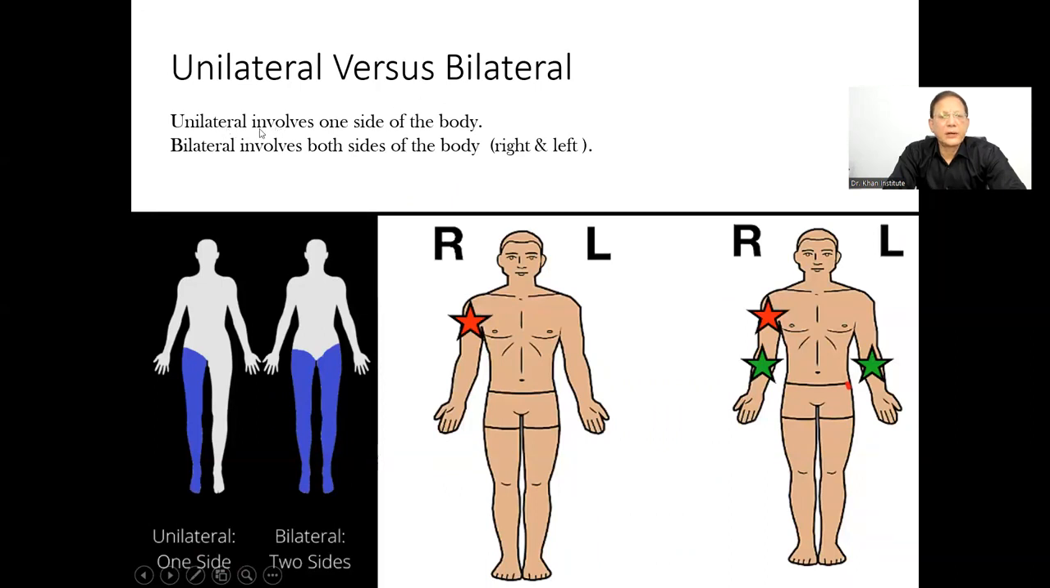Unilateral versus bilateral. Unilateral means on one side of the body, while the term bilateral means on both sides of the body, that is on the right side and on the left side. This image is showing blue color on one side of the body. This is unilateral. This is showing both the lower limbs as blue in color, so we'll use the term bilateral.